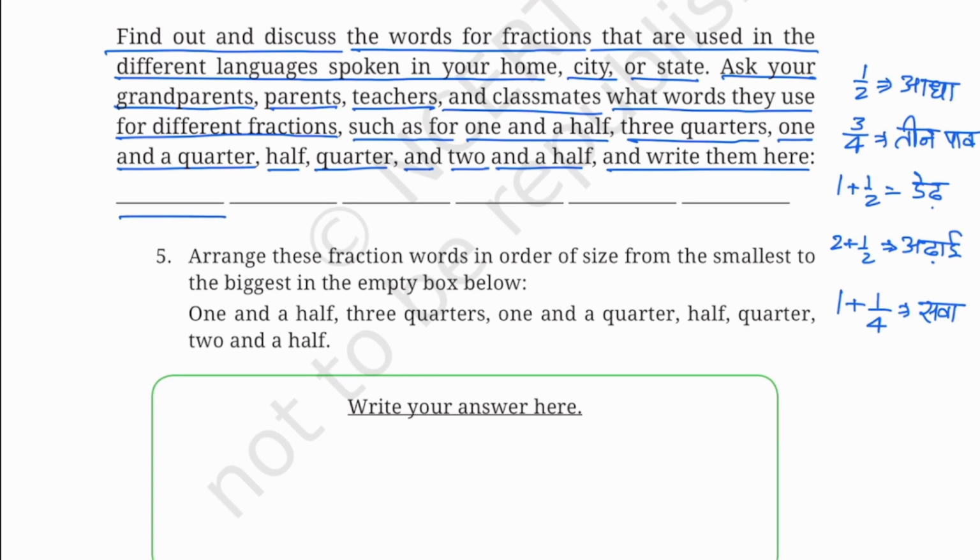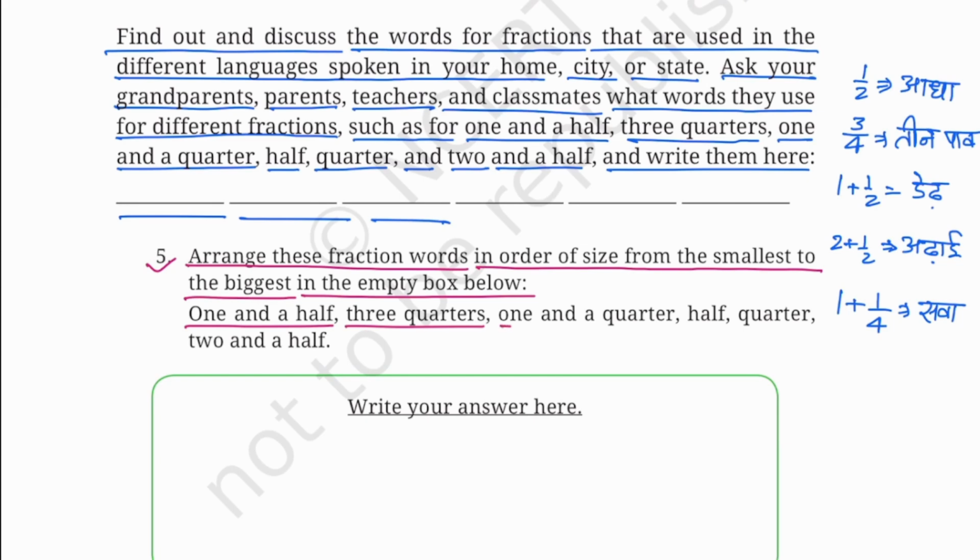You can write it here. Question 5. Arrange these fraction words in order of size from the smallest to the biggest in the empty box below. 1 and a half, 3 quarters, 1 and a quarter, half, quarter, 2 and a half.